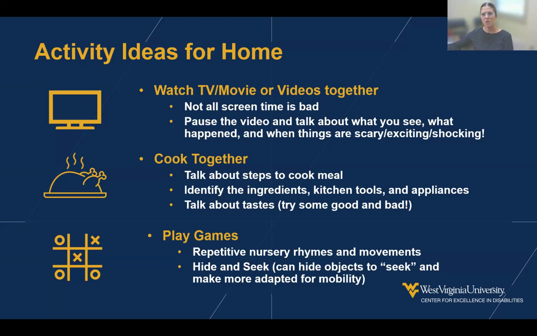You can cook together. So talk about the steps to cook a meal, talk about breakfast, lunch, or dinner. That's a great way to find where the foods are in the device, talking about ingredients, the kitchen tools, spoon, fork, knife, measuring, the different appliances you use to cook. Those are all great ways to explore the vocabulary in the device and find where those symbols are. And talk about the taste.